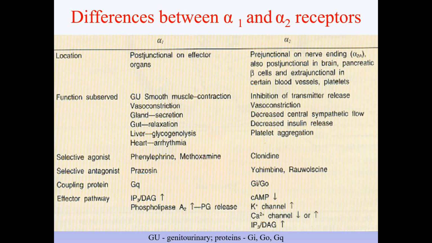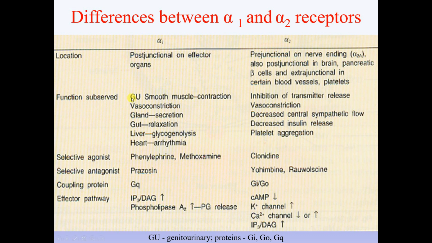And on this slide you can see differences between alpha 1 and alpha 2 receptors. For example, location: alpha 1 post-junctional on effector organ, alpha 2 pre-junctional on nerve ending, alpha 2A also post-junctional in brain, pancreatic beta cells, and extra-junctional in certain blood vessels, platelets.